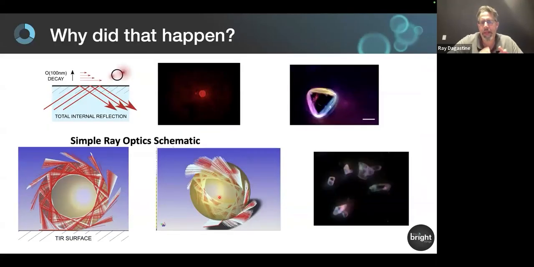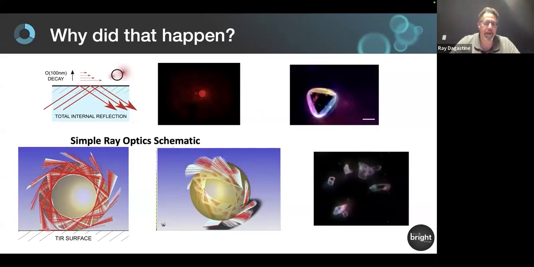We spent a lot of time looking at detailed optics modeling, which I'm not going to go into today, but I did want to illustrate it with a very simple ray optics model. This assumes all the light is a bunch of rays and just traces how they diffract, refract and reflect at interfaces. So we're taking total internal reflection. This picture is a single particle where we've turned the bright field off, and you just see the resonant hotspot.